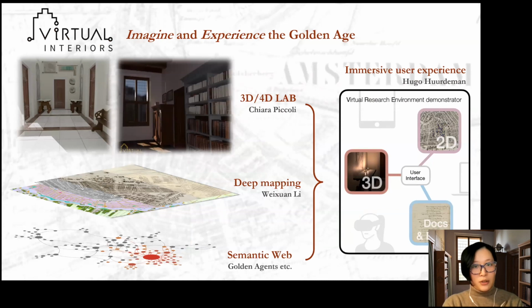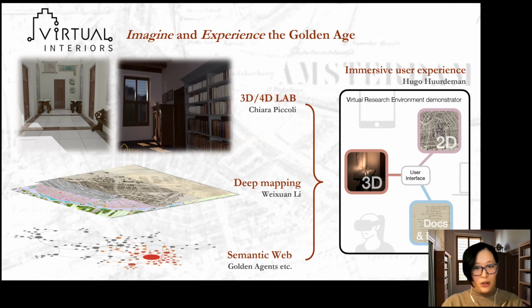My part of the talk stems from my doctoral research within the Virtual Interiors project. Our project aims at recreating the experience of Golden Age Amsterdam. To do so, we take advantage of the semantic web of historical knowledge, including inventories, and translate them into multidimensional representations to create an immersive experience of Golden Age Amsterdam, as the background shows, which is the Boekenkamer in one of the 3D reconstructions that we made within the context of this project.